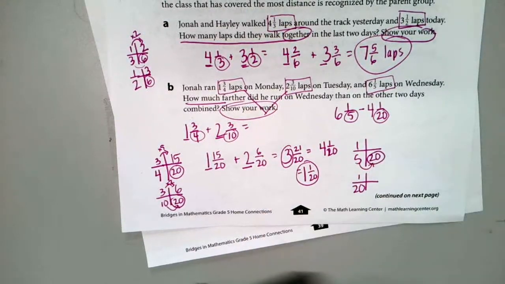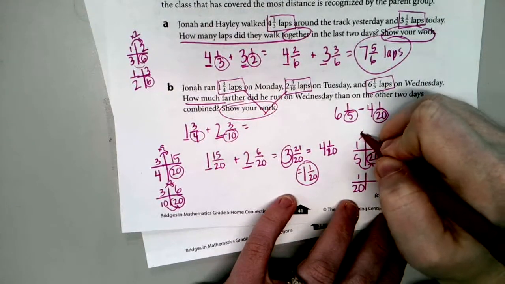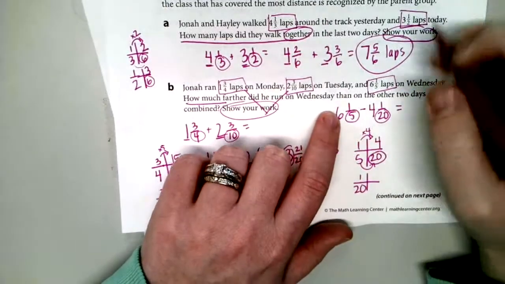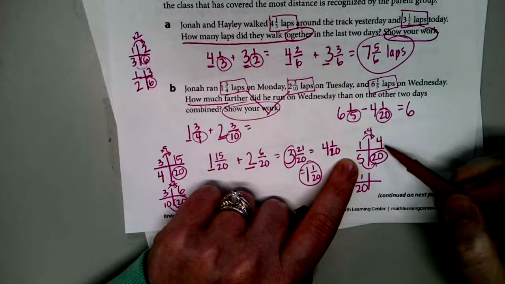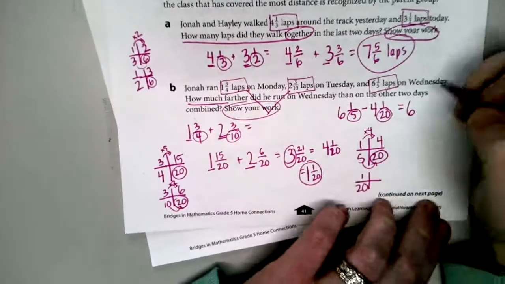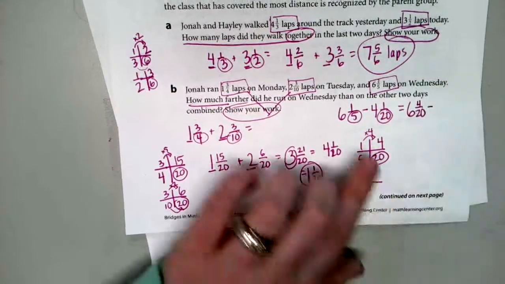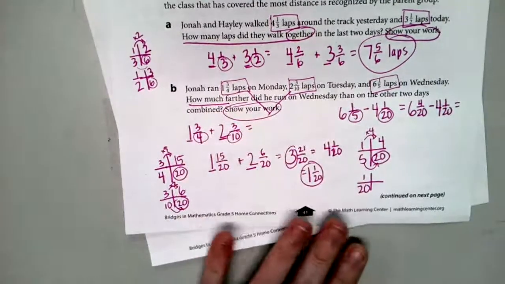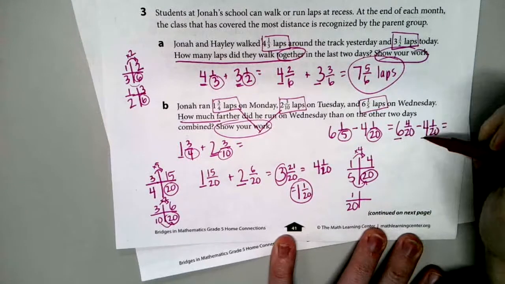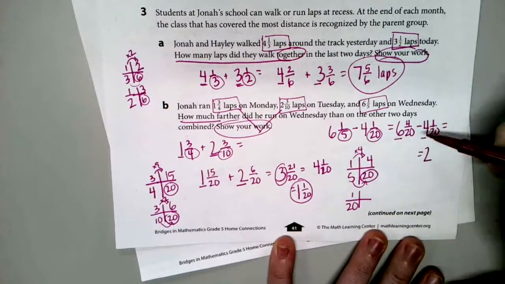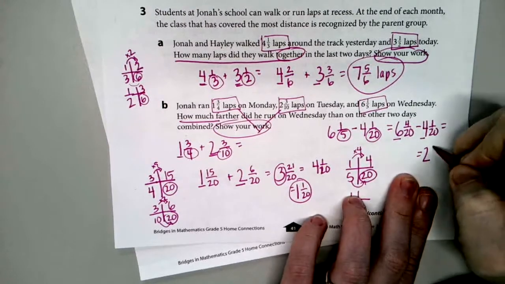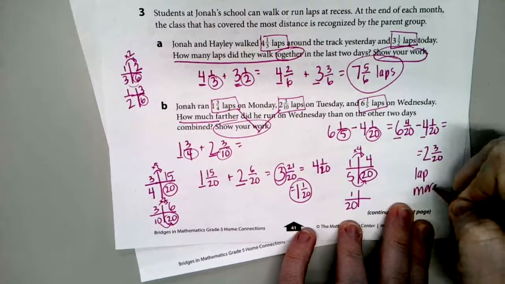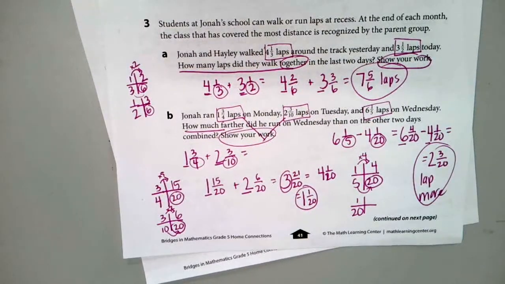5 times what gets me to 20? 4, so I have to take the top times 4. 1 times 4 is 4. Now let's rewrite this again. 6 and 1/5, keep your 6. Instead of 1/5, what can we write? 4/20 minus, and we get to keep this fraction the same. Okay, let's start with our whole numbers. 6 minus 4 is 2. 4/20 minus 1/20 is 3/20. So he ran 2 3/20 of a lap more on Wednesday. Okay? All right, let's flip to the back side.